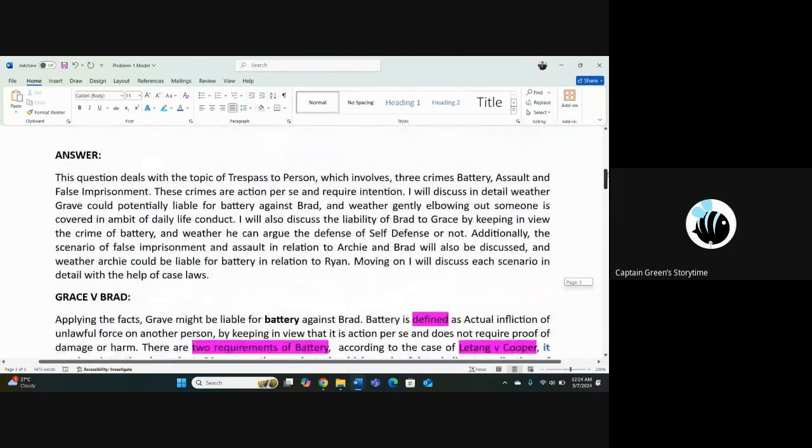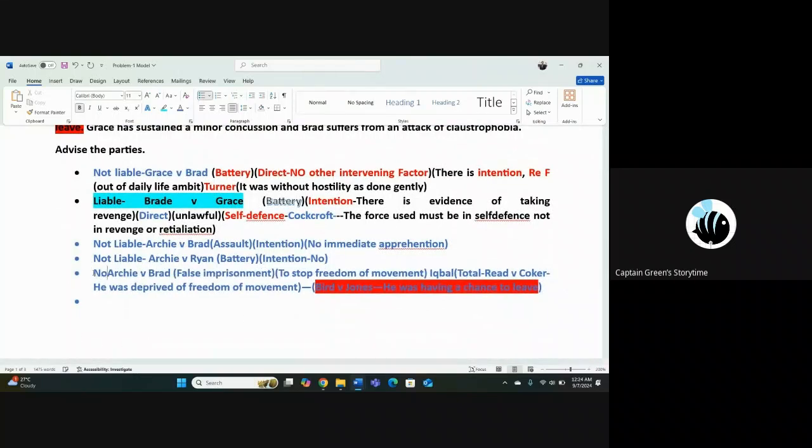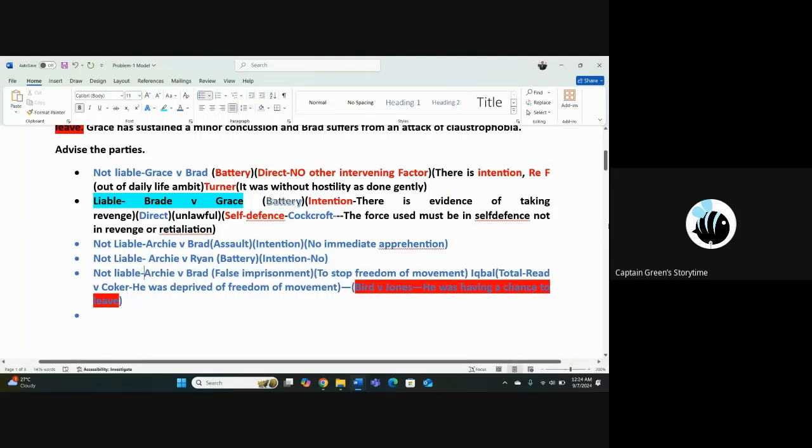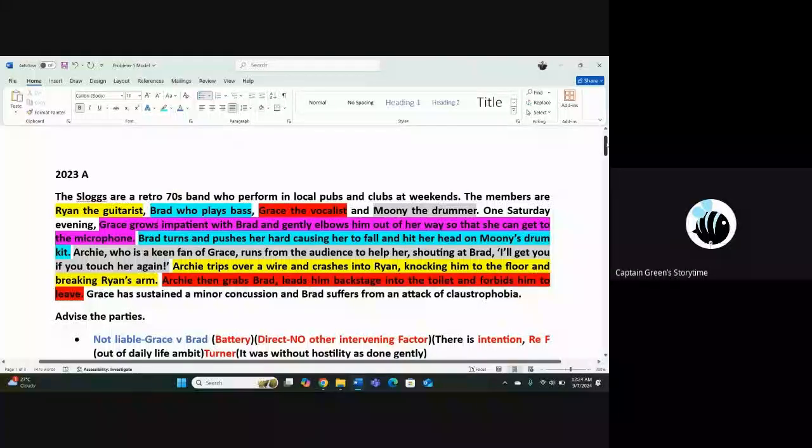Here, we are done with an important problem, and it states that Aki might not be liable just because the last element is not fulfilled, as he had a chance to leave the washroom and there was no total restraint on his freedom of movement. This completes the whole problem question for trespass to person, and this might come in our exam.